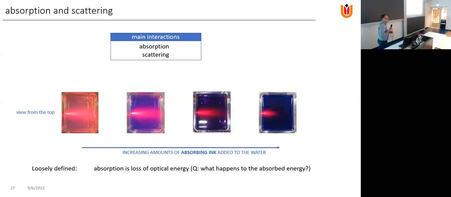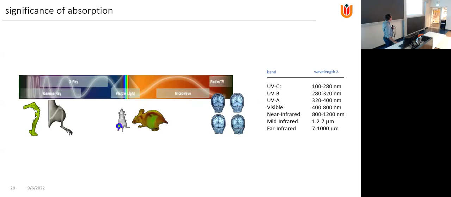So that is the first effect of adding absorption. You lose light, but also the overall distribution of the light in the tissue changes. So then the question is, what happens to this absorbed energy? We'll get into that. So the significance of absorption is given here.